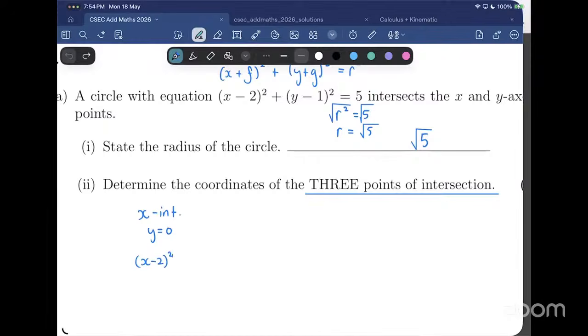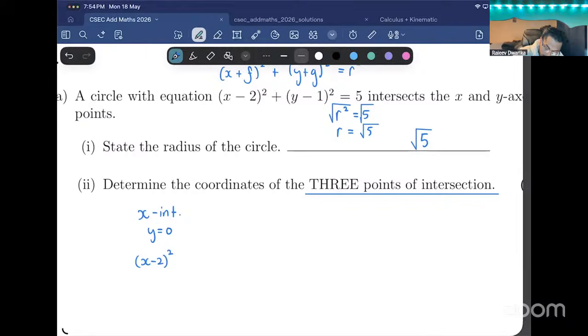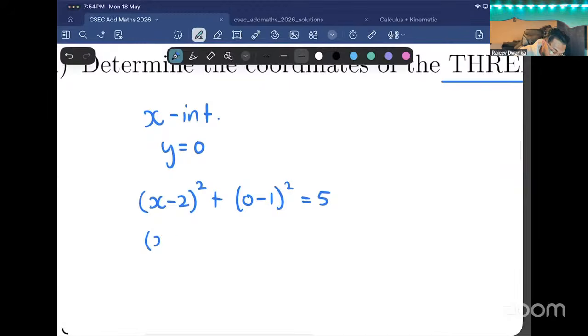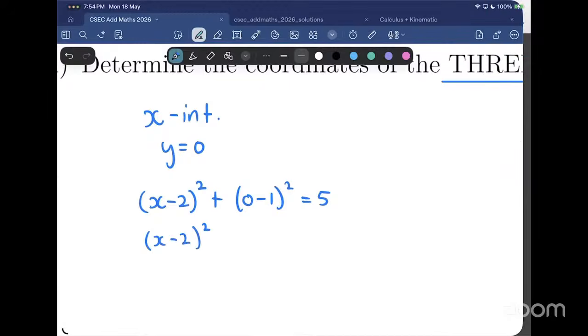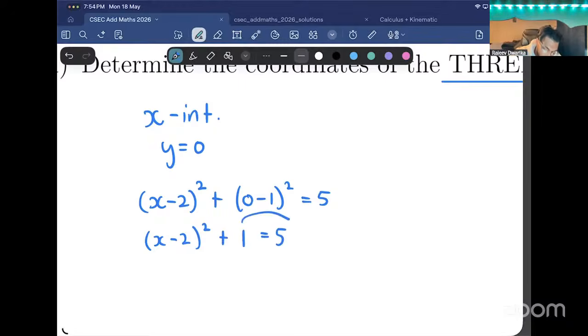So (x - 2)² plus, instead of writing y, I would say 0. (0 - 1)² is equal to 5. So you see how easy it is when you leave it in this form. Minus 1 squared is just 1. I can move across the 1, and if I move across the 1, it becomes 5 minus 1, which is 4.